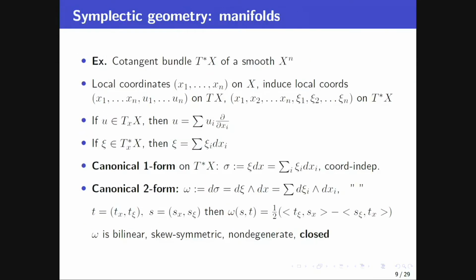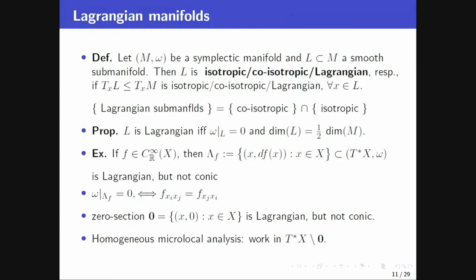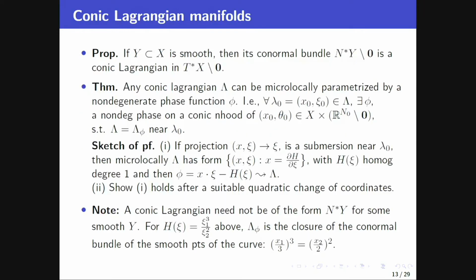So why this is the case, we're going to use this a lot here. So we have a conic Lagrangian. We can always make a change in variables and assume that lambda has the form x, xi such that x equals dh over d xi, where h is homogeneous of degree 1. So that's why lambda becomes conic. And then you consider the phase function phi of the form x dot xi minus h. And this is going to parameterize lambda, x, dx phi, such that d xi phi equals 0.